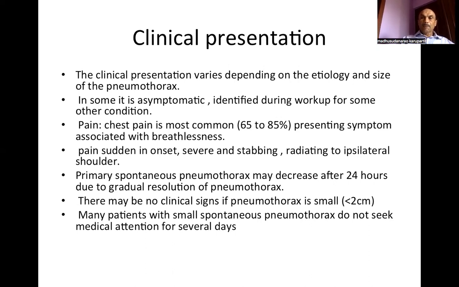Well, chest pain is the most important complaint, the most common type of presentation. It accounts for nearly 65 to 85% of the patients coming with pneumothorax. Chest pain is acute and severe. Sometimes it is cutting and stabbing in nature, radiating to the ipsilateral shoulder. Well, it is associated with shortness of breath.